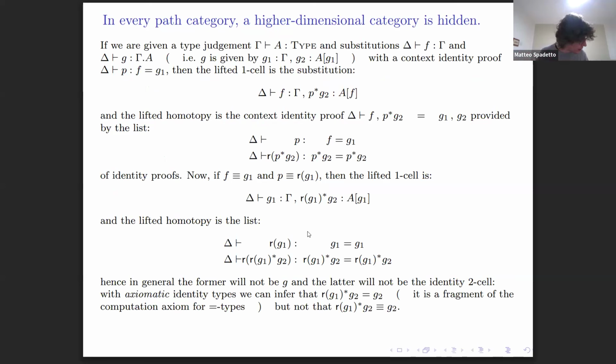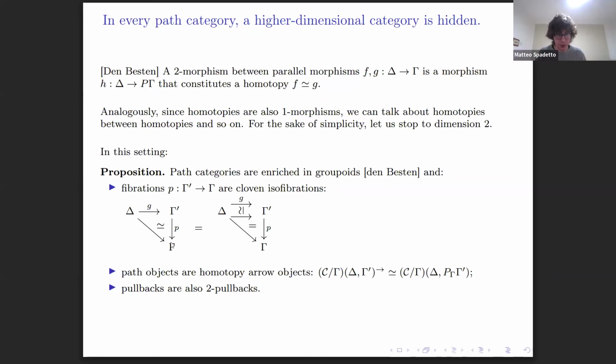Since I'm running out of time, I will keep this for later if one is interested in knowing the syntactic reason why fibrations in a path category are cloven isofibrations, but not necessarily normal isofibrations. This is very important. If one is interested, I can explain later the syntactic reason behind this.